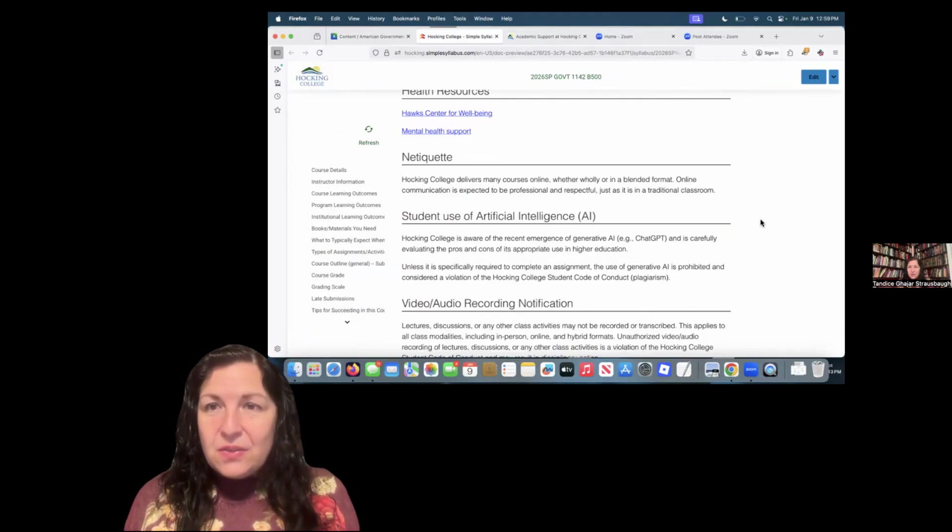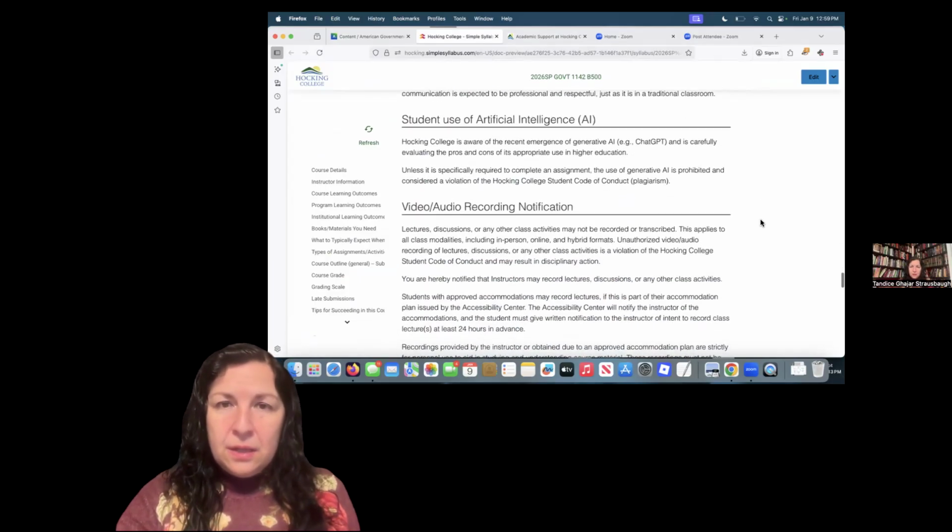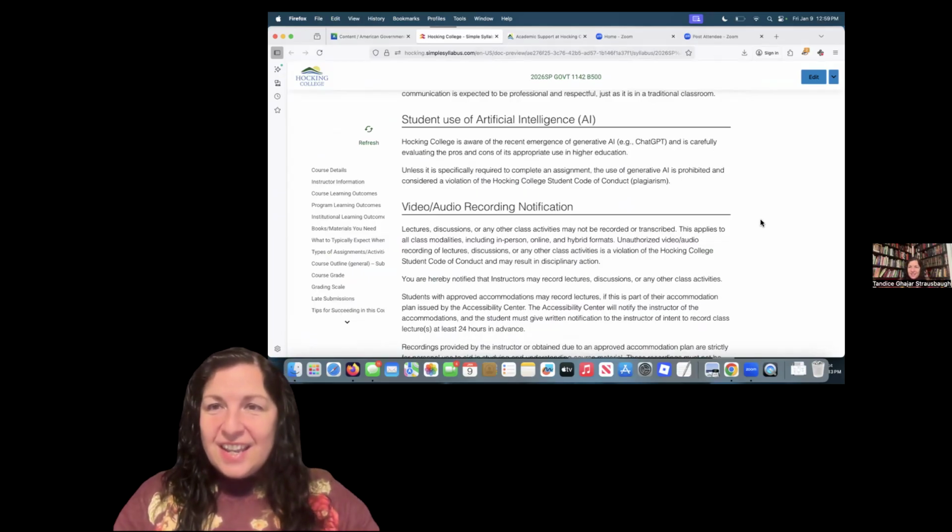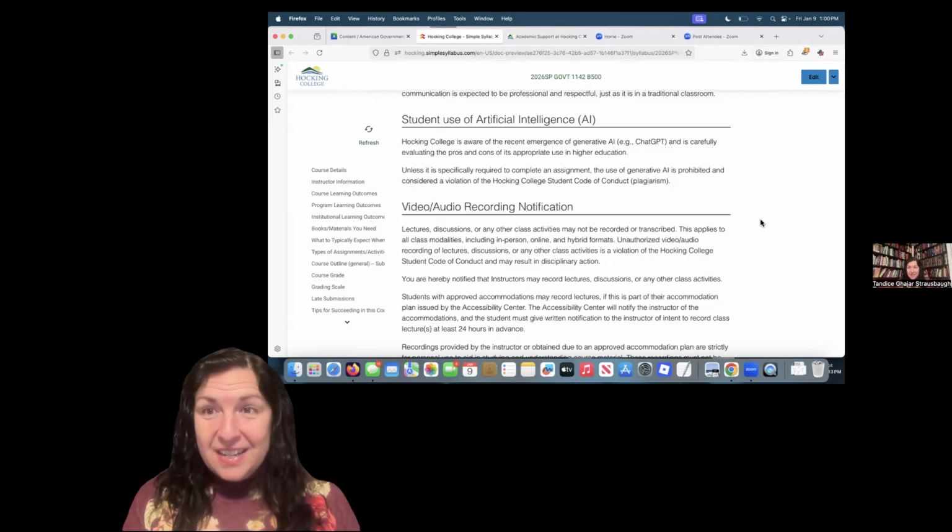Mental health is health. So if you need support for that, the college has resources available. Use of AI: the college has its own ChatGPT, so you are welcome to use it. It's at the top of the hocking.edu website. That said, if you are copying and pasting anything that you did not write yourself into an assignment, first of all, definitely read it. And secondly, please cite it.